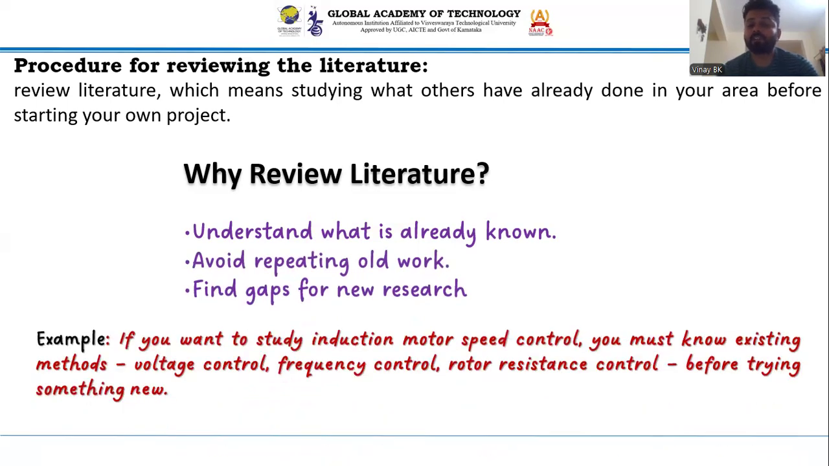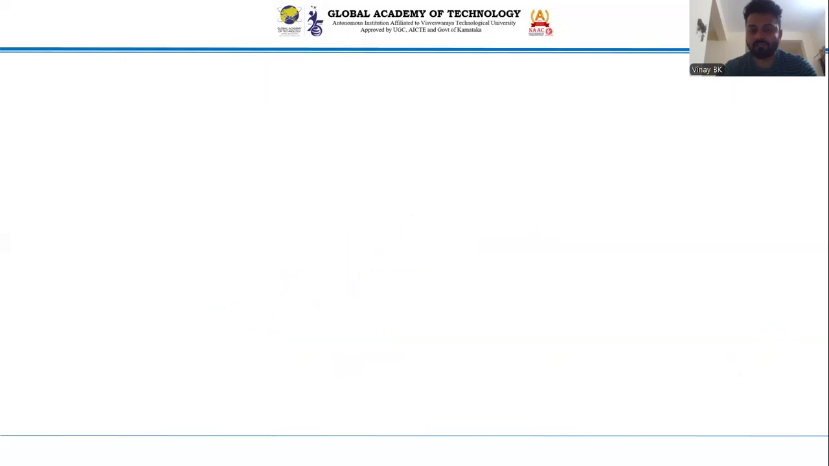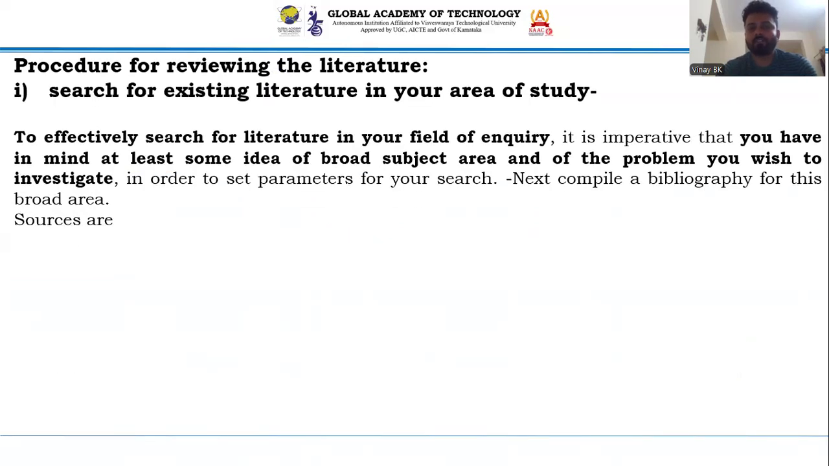For example, if you want to study induction motor speed control, you must know existing methods like voltage control, frequency control, and rotor resistance control before trying something new. That is just an example of reviewing the literature. So, the procedure: search for existing literature in your area of study. To effectively search for literature in your field of inquiry, it is imperative that you have in mind at least some idea of the broad subject area and of the problems you wish to investigate.